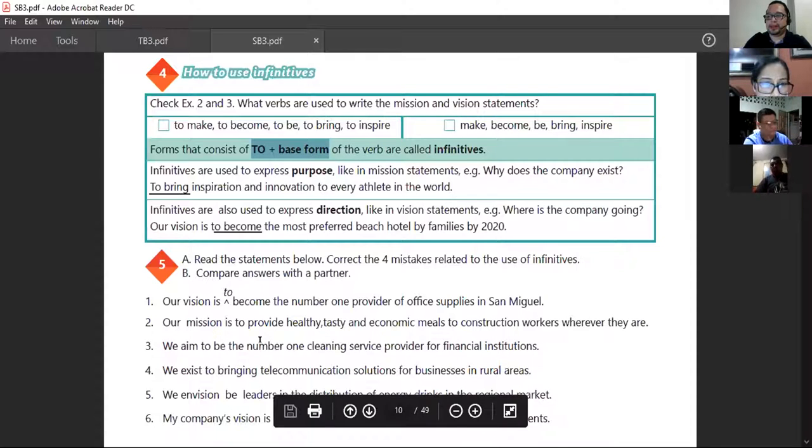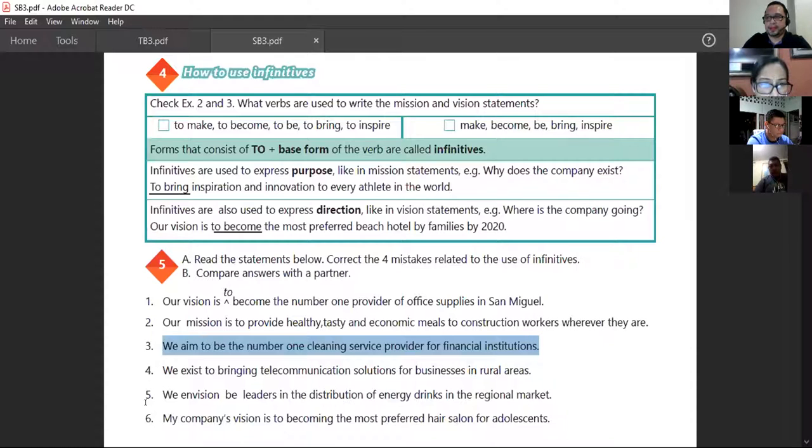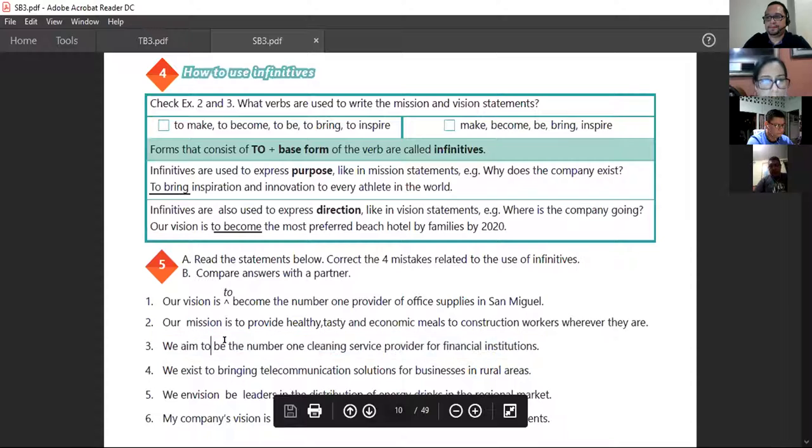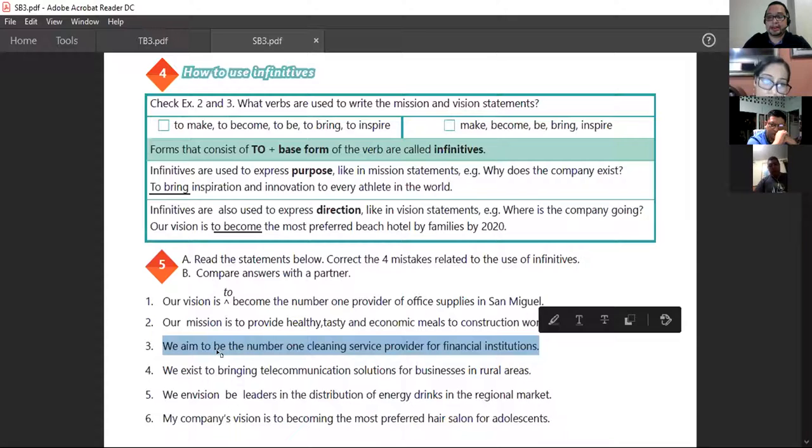We aim to be the number one cleaning service provider for financial institutions. ¿Ustedes se fijan qué tenemos acá? What do we have here? To be, el verbo. To be. Entonces, la oración está correcta. Porque tenemos acá el to be. Tenemos el infinitivo más la forma base del verbo que sería aquí, be.